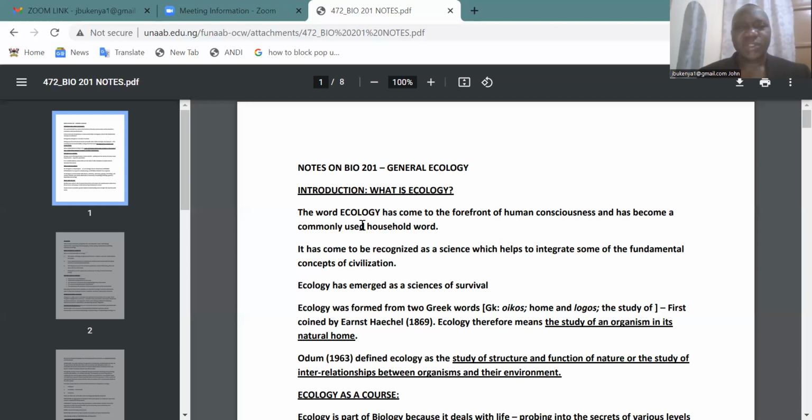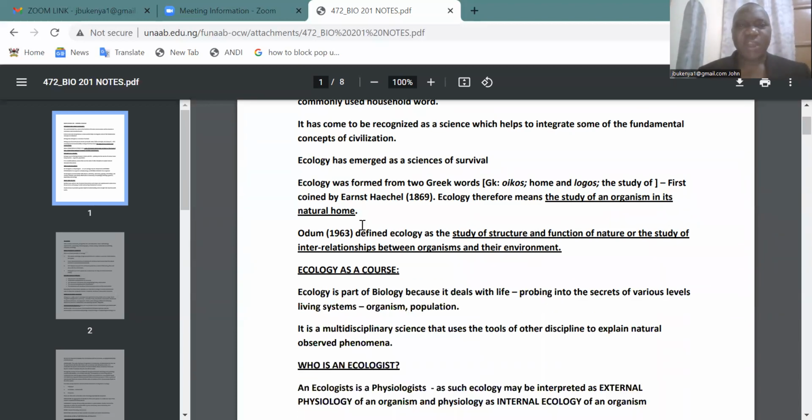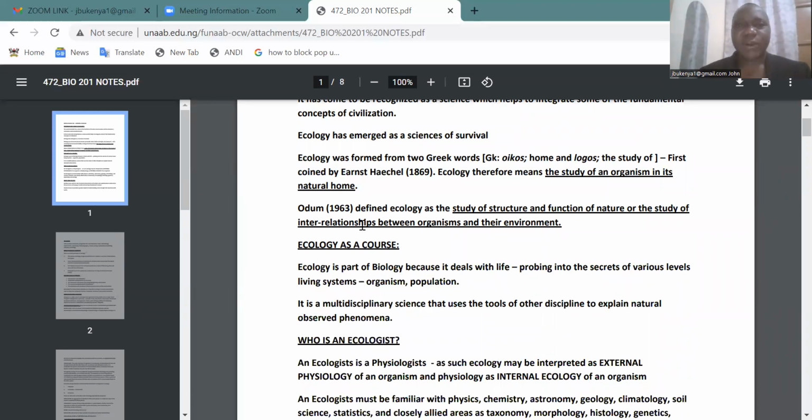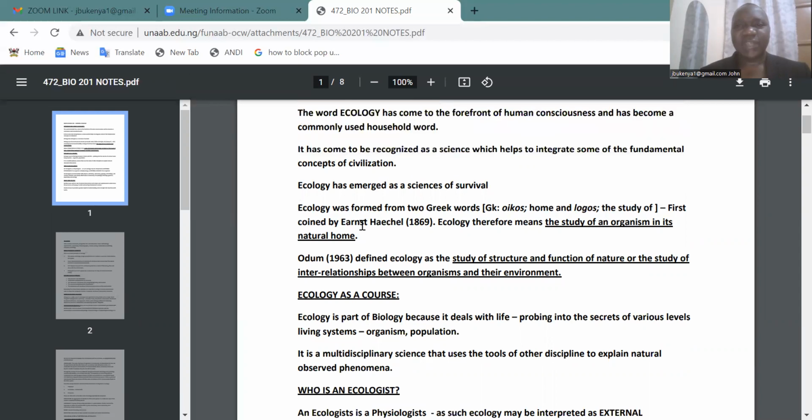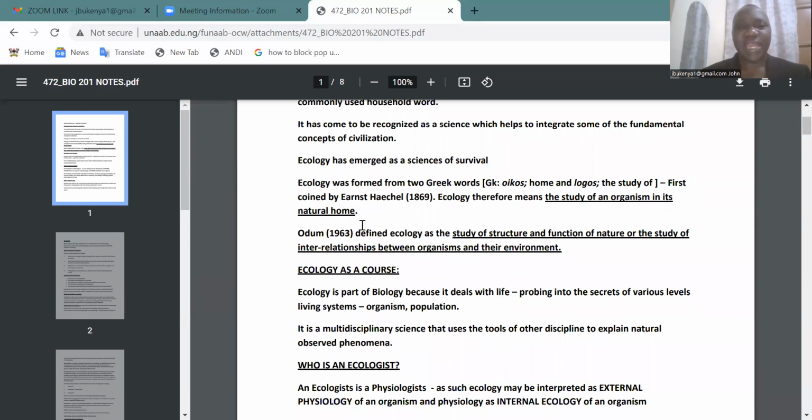their environment. So, if we can trace the origin of this word ecology, ecology comes from two Greek words. The first Greek word is oikos, that means a home, oikos. And then the second one is logos, which means knowledge or study of, search for knowledge. So the term originally was first coined by Ernest Haeckel in 1869. And Haeckel defined ecology as a study of organisms in their natural homes.